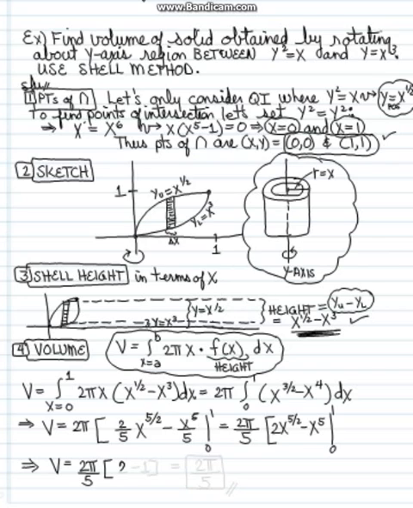Okay, so we continue evaluating and we get 2 pi over 5 times 2x to the 5 halves minus x to the 5th. That's the antiderivative. Evaluate, simplify, and you get 2 pi over 5.